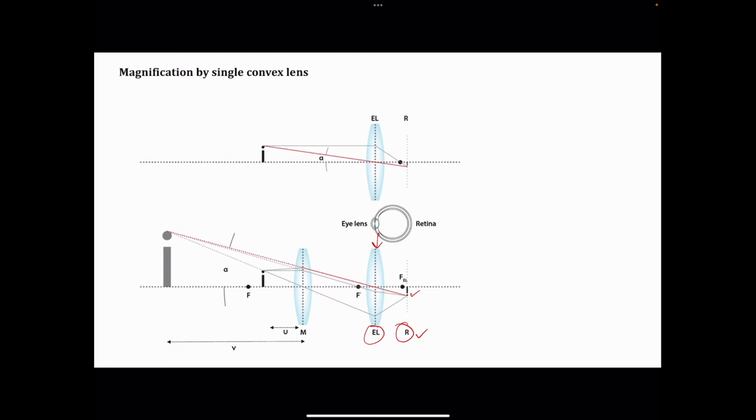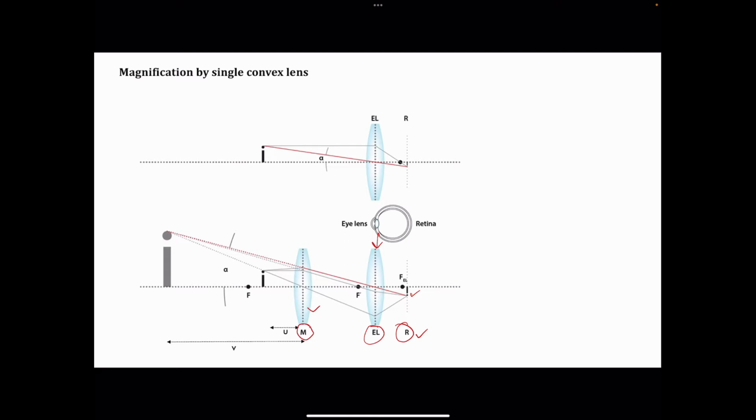However, in this lower illustration, we have introduced another convex lens in front of the eye lens. This is basically another convex lens which I am keeping in front of my eye lens, and I will use this lens to visualize. So how is the image formed? For this convex lens, we are keeping the object inside the focal plane, as a result of which a virtual image of this object will be formed by this lens.